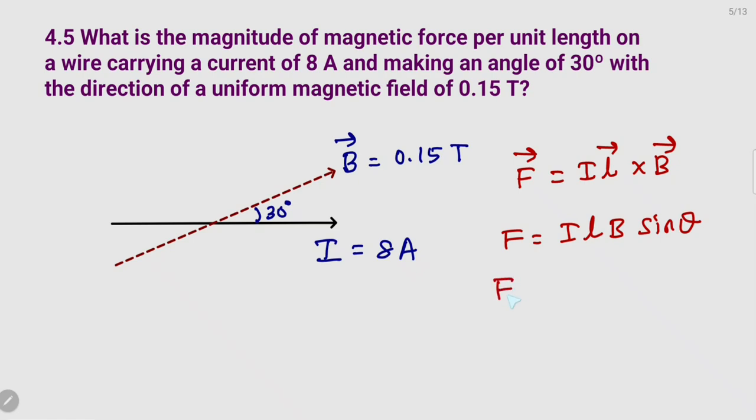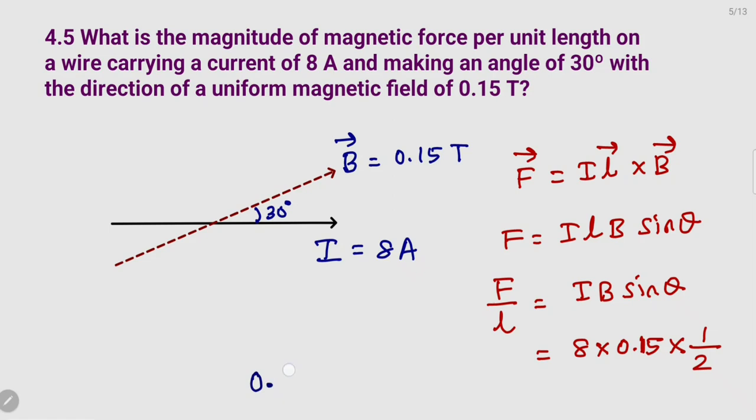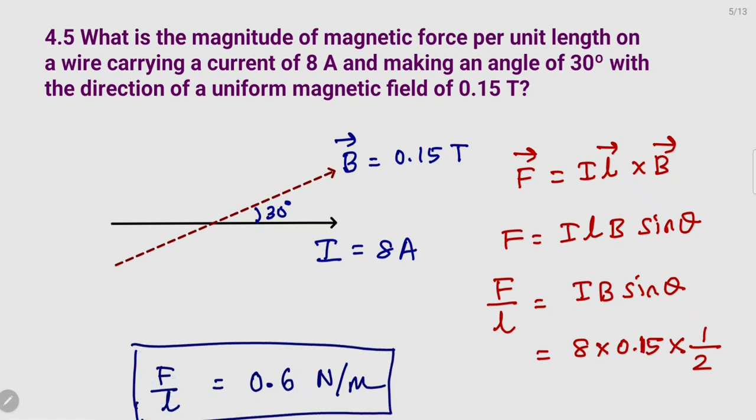And here they are asking force per unit length. So F by L is equal to I B sine theta. I value is given, B value is given. So with simple substitution, if you cancel, you will get 0.6 Newton per meter, because you are finding force per unit length. So 0.6 Newton per meter is the force per unit length which it experiences.